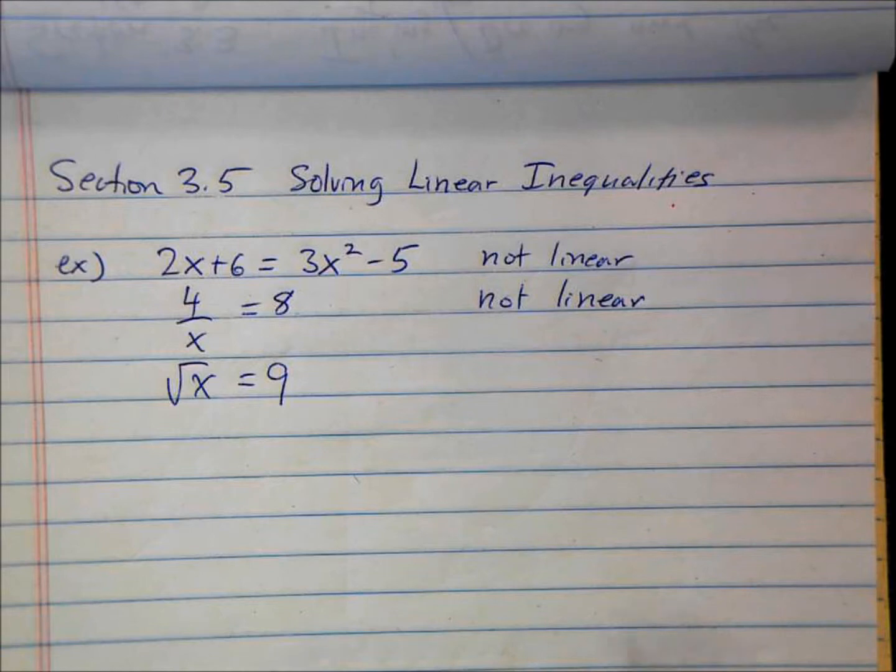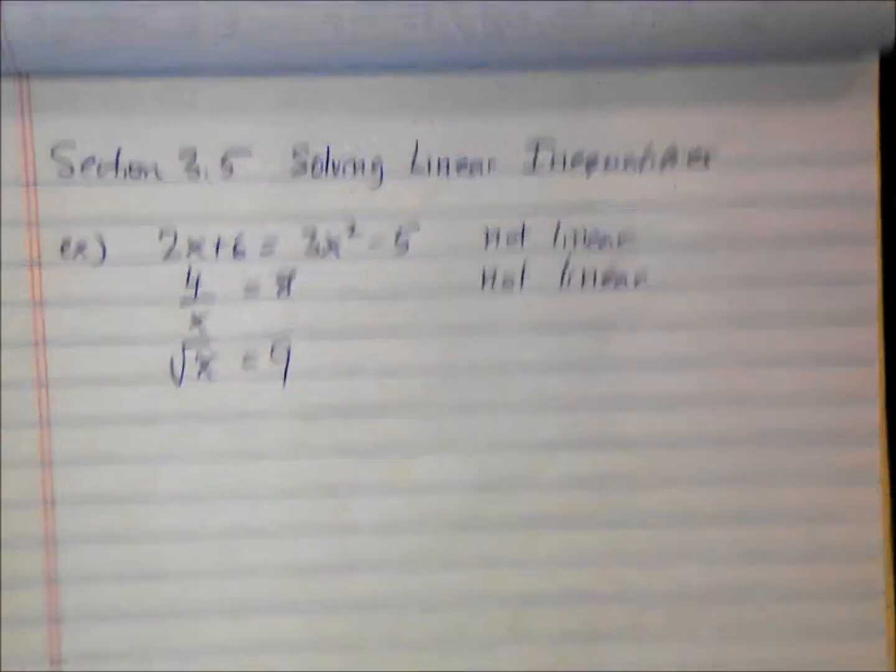That's what linear means. What does inequality mean? We're not going to have an equal to sign. So what are we going to have if we're not going to have an equal to sign? We could have greater than, less than, greater than or equal to, less than or equal to. So that's what we're going to have in this section. We're going to have linear things, but we're going to have inequality symbols in between. And we're going to solve them.